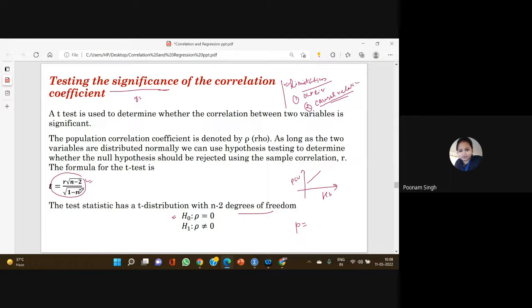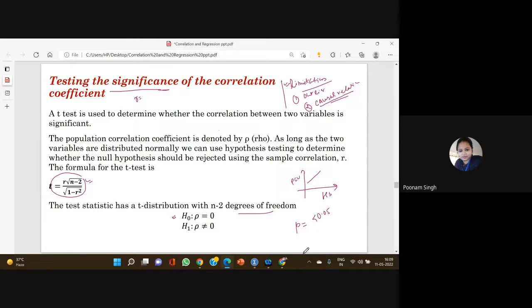It does not give this t-value or something. In SPSS, it reports the p-value for this significance test. And if this p-value comes out to be less than 0.05, then we say that we have some strong evidence to believe that both variables are linearly correlated.